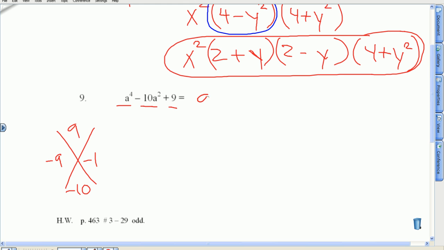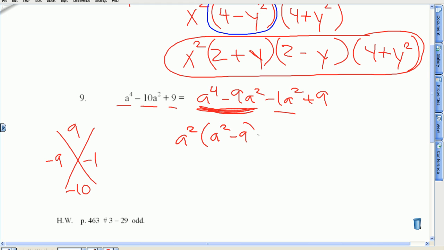So we'll go a to the fourth minus 9a squared minus 1a squared plus 9. Alright. Notice how I adjusted for the fact that it was a to the fourth, not just a squared. I kept my a squareds here with the negative 9 and the negative 1. Alright, so let's factor GCF out of these two. We have a squared comes out. You're left with a squared minus 9. Look at that. Difference of 2 squares.